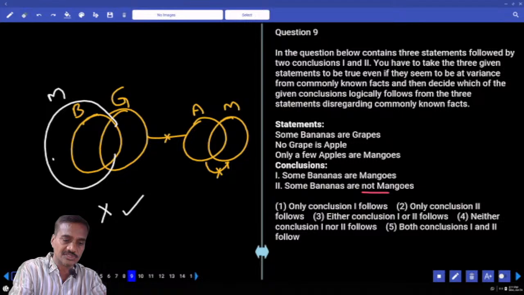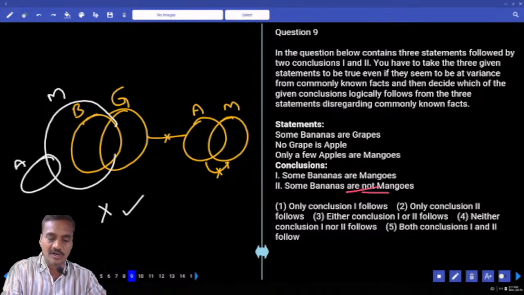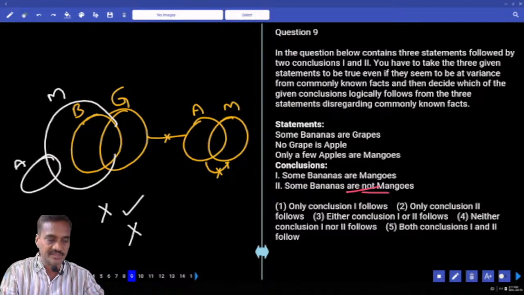Then what happened to this one? All bananas are grapes is true, some bananas are not grapes will be false. And in the same way, what else have we proven here?